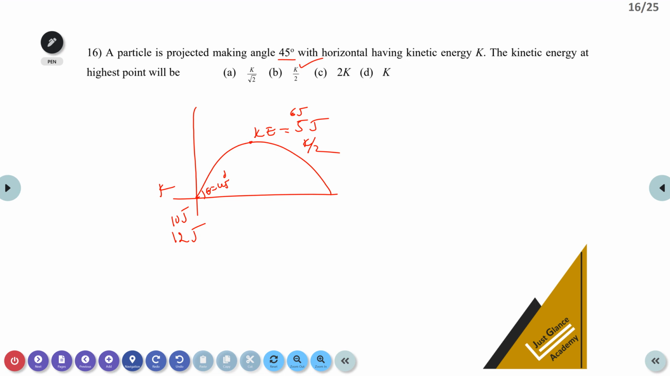Then what about potential energy, students? Same thing. At this point, kinetic energy and potential energy are equal. Suppose total energy is 10 joules. At this point, 5 joules is the kinetic energy and another 5 joules is the potential energy. They ask questions like that also.